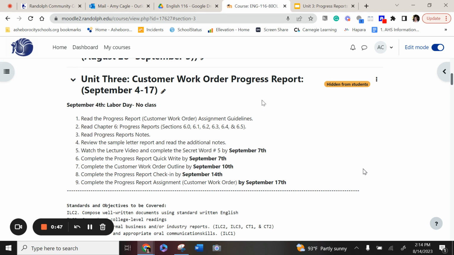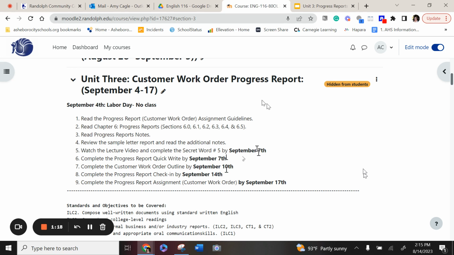In a unit that takes multiple weeks, you will have the lecture video still due by Thursday, as well as the quick write, and then an assignment due by that following Sunday. But that assignment is not the written component like it usually is in a unit that's only 1 week. Because a progress report is going to be a little bit more effort than writing a letter or a memo or an email, I'm giving you multiple weeks to complete it.